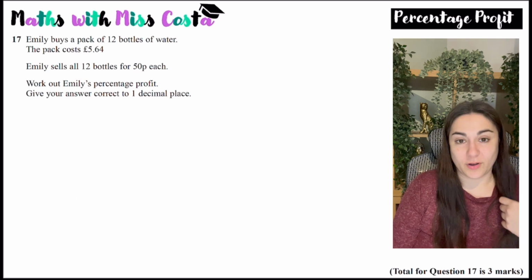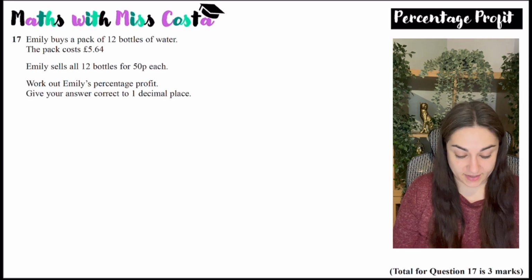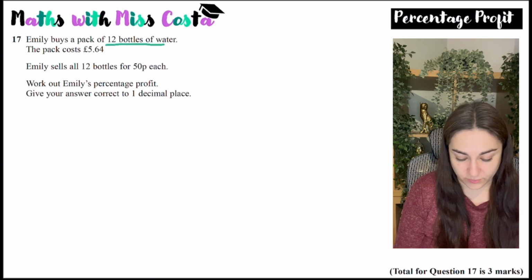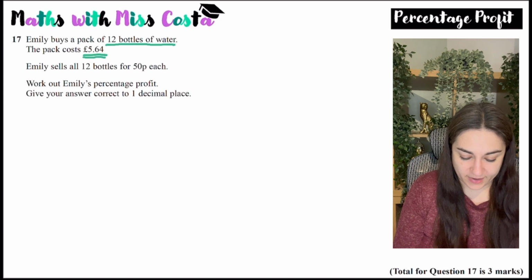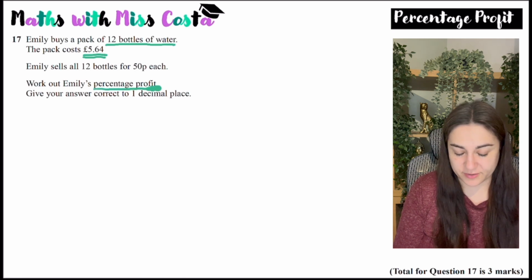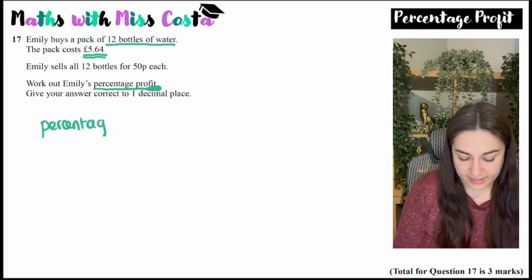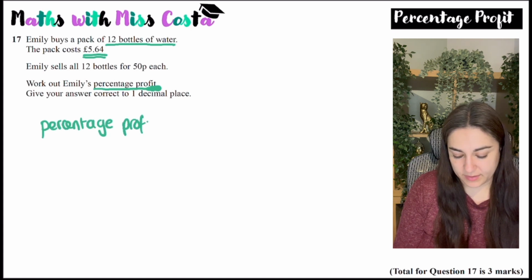Okay, so here we've got a percentage profit question. I'm told that Emily buys a pack of 12 bottles of water, and the pack costs £5.64. She sells all 12 bottles for 50p each, and I need to work out her percentage profit. So to work out the percentage profit, I have to use this formula.